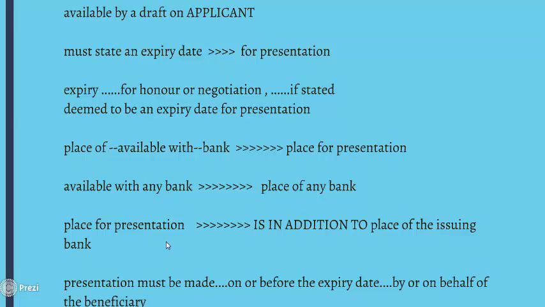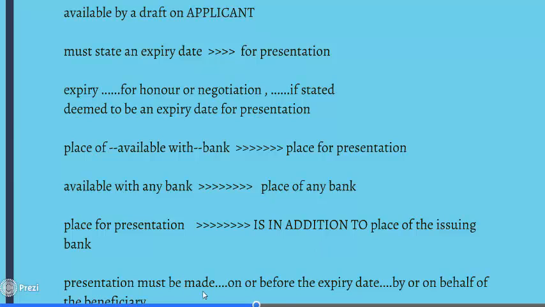Place for presentation is in addition to the place of the issuing bank. Why? Because whether a particular nominated bank has been nominated or it is available with any bank, the credit is always available with the issuing bank. And so this place for presentation, that is a nominated bank's place, is in addition to the issuing bank's place.